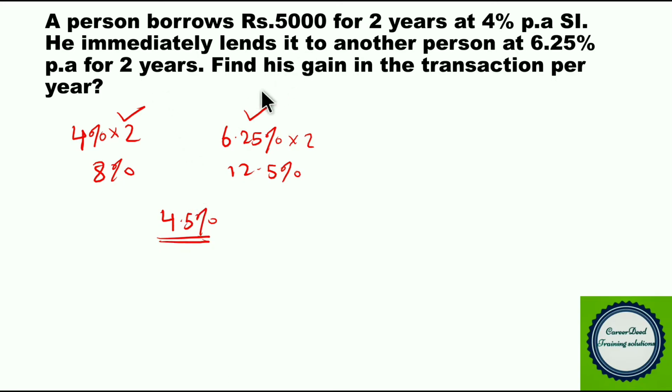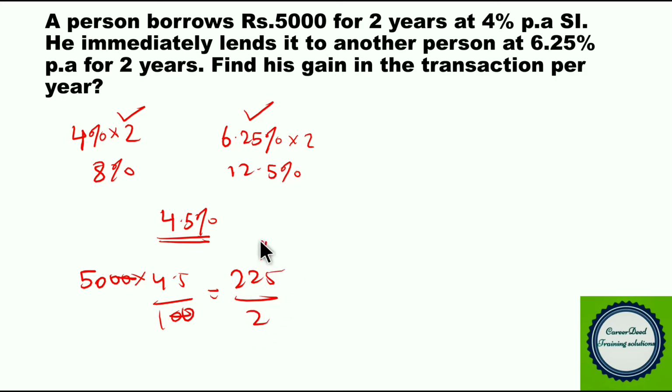Now, what is 4.5% of 5000? So, 5000 into 4.5 by 100, you get 50 into 4.5, which is 225. So, 225 is the total profit he received for 2 years. But for 1 year he received how much? You have to divide this by 2.